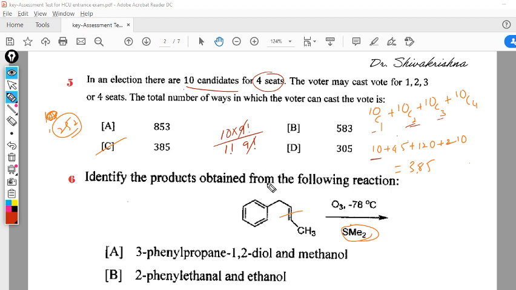Next, this is based on ozonolysis. This is reductive ozonolysis. It's going to break up into carbonyl compounds, so you need to find the 2 carbonyl compounds. Benzene attached to this is going to be the aldehyde part, so it is 2-phenyl acetaldehyde, and this will be the acetaldehyde. Those will be the products.